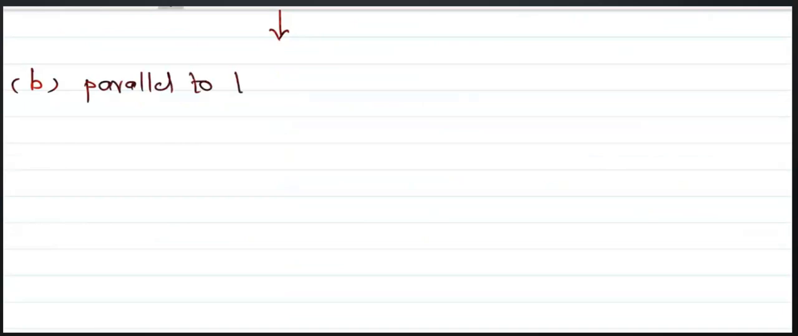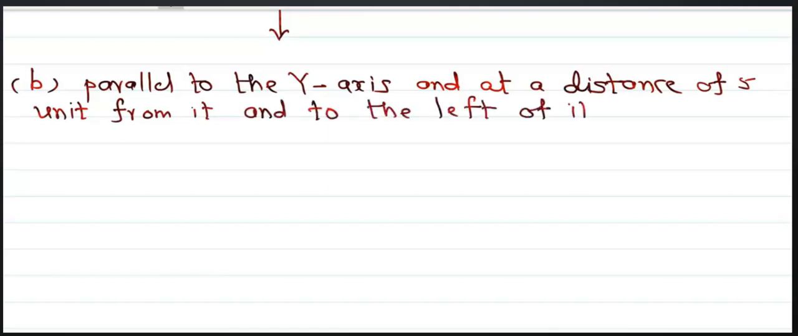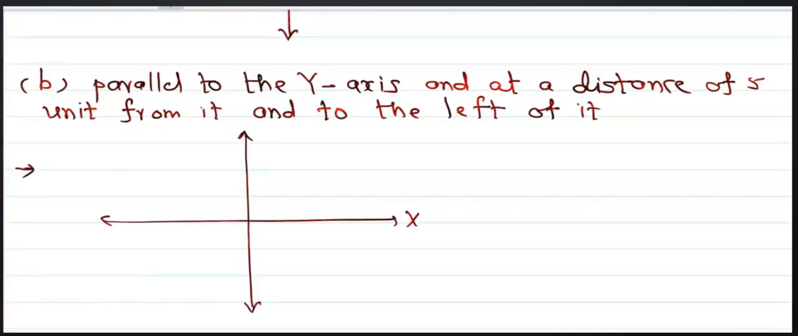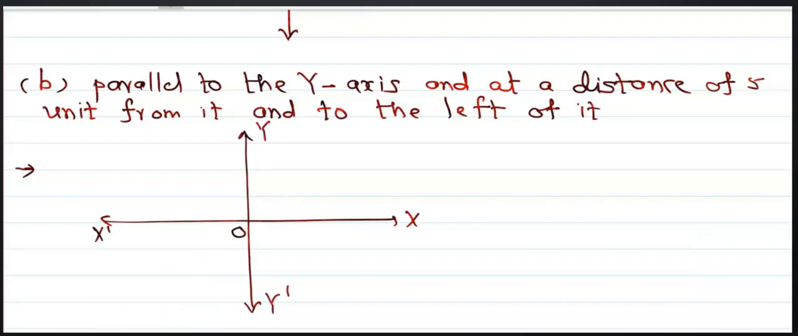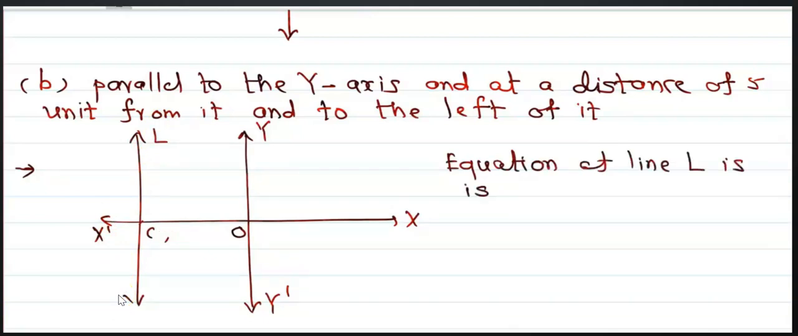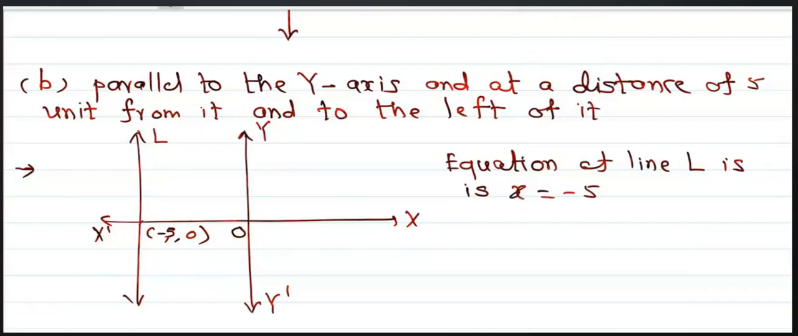Parallel to the y-axis and at a distance of 5 units from it and to the left of it. It means to the left hand side of the y-axis. Now see this, it is on this side. Now when it is to the left hand side of the y-axis, the coordinates are like this. This is the line parallel to y-axis. It's at -5, 0. Whenever the line is parallel to y-axis, its equation is x is equal to a. But what is the value of a here? a is -5. Therefore, the equation of the line L is x is equal to -5.